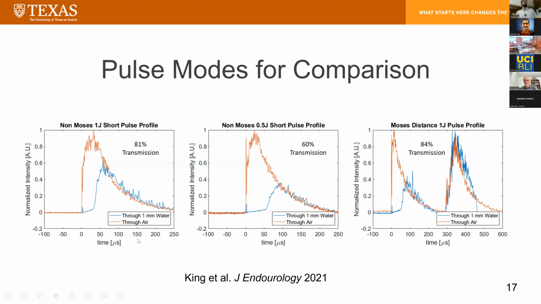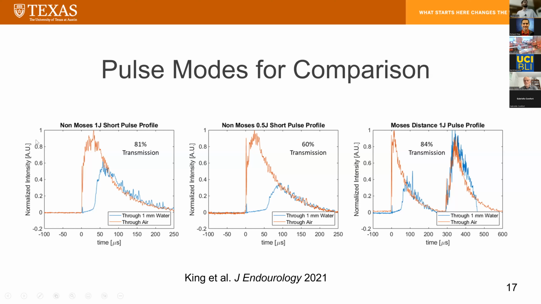If you look at the time scales here, these are microsecond pulses. The traditional pulse here is about 70 microseconds full width half max. And then we looked at the amount of transmission for each of these pulse modes. So we measured the pulse profile through air and through water.